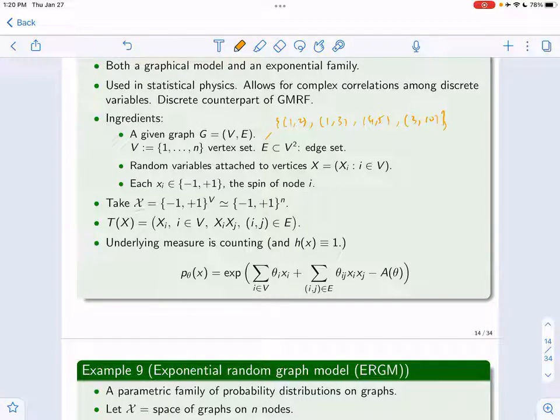So x is like this, and my statistic is like this. This is all the xi for i in V, and the xij's that are in the edge set. And if I write the density with respect to the counting measure, this part is similar to what we had in the Gaussian case. And then there's going to be some log partition function. This model is called the Ising model.